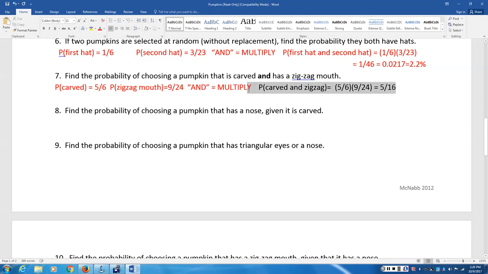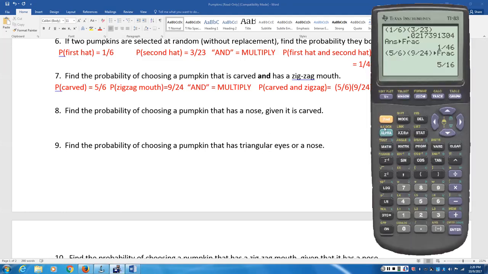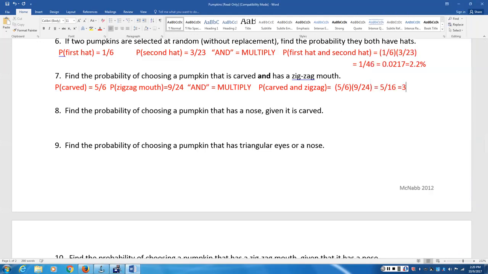And there again, I think I would rather know what that is as a decimal or percent. What about you? Because I can interpret percentages a lot better than I can fractions. So 5/16 is 0.3125 or 31 point, we'll call that 31.25%. Okay?